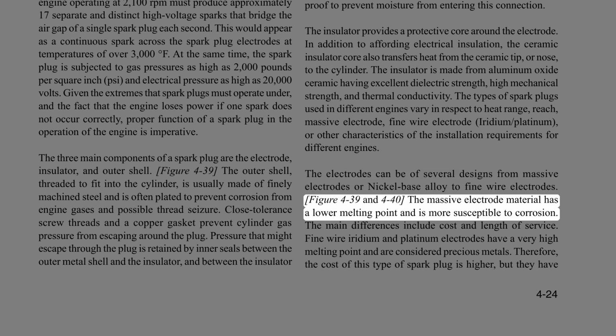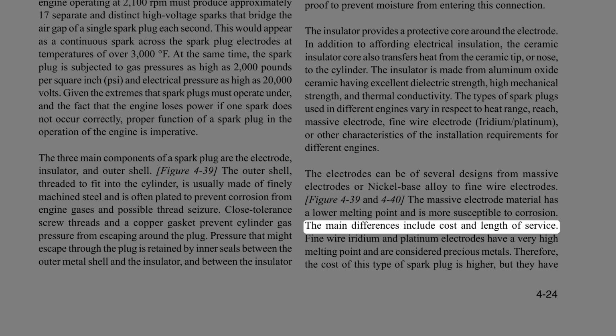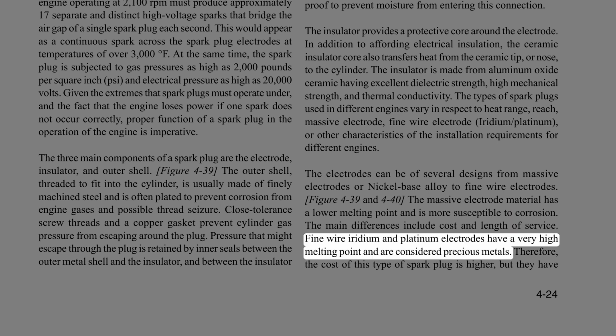Figure 4-39 and 4-40. The massive electrode material has a lower melting point and is more susceptible to corrosion. The main differences include cost and length of service. Fine wire iridium and platinum electrodes have a very high melting point and are considered precious metals.